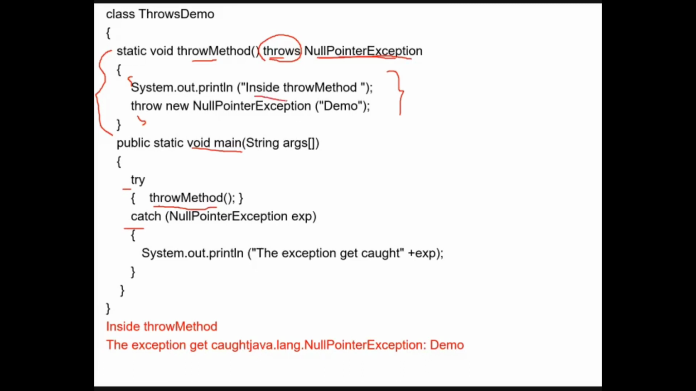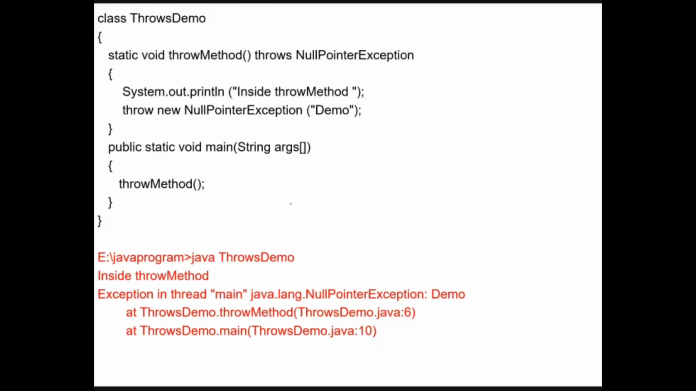Now it will print inside the throw method, and then here it is throwing one exception, a null pointer exception, but here there is no handling mechanism. So control will come to here. Now it will print the exception got caught, and then here I'm printing that object. So now it will print null pointer exception demo. But here, if I had not written the calling method within a try block, what will happen? Abnormal termination will happen. Understood?